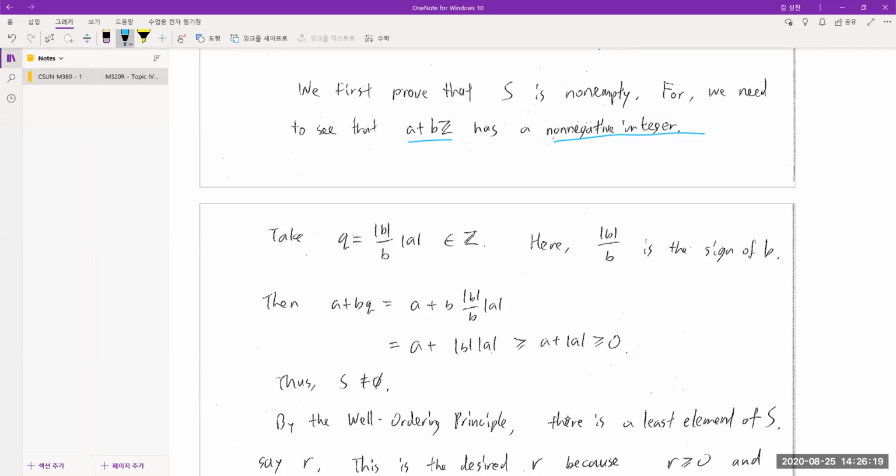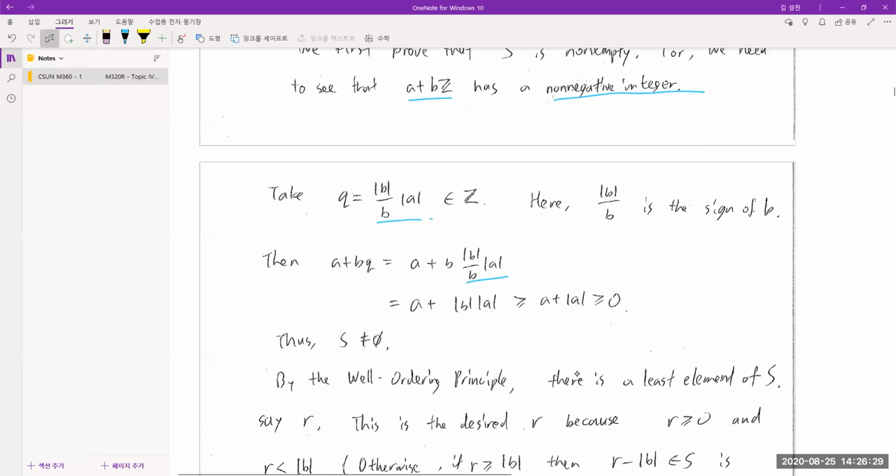Then a plus bq is a plus b times this q here. So that b is cancelled out, and we have a plus absolute value b times absolute value a. But b is observed to be a non-zero integer, so absolute value b is at least 1. So this quantity is at least a plus absolute value of a, and that is either a positive integer or 0. So it is non-negative.